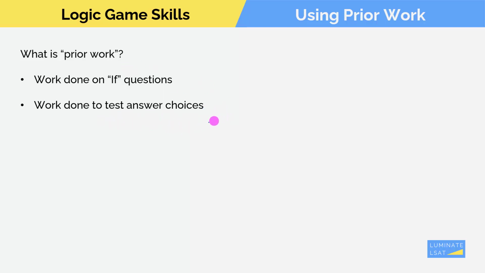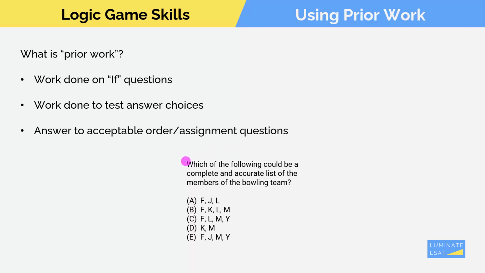Now, the third common source of prior work is the correct answer to an acceptable order or assignment question. This is usually the first question of any set of questions for a game, and it looks like this. These questions are asking us what could be a complete and accurate list of the members of a team, or the order in the game. It's basically asking us what could be one way that the variables are arranged. Once you get the correct answer to this kind of question, remember that the answer is an example of something that could be true, and so it can be useful on future problems.